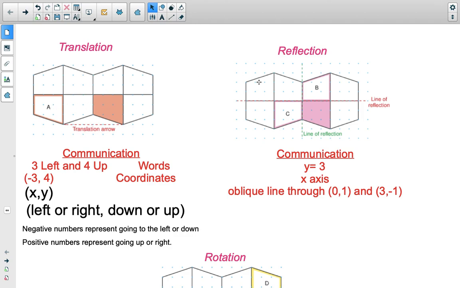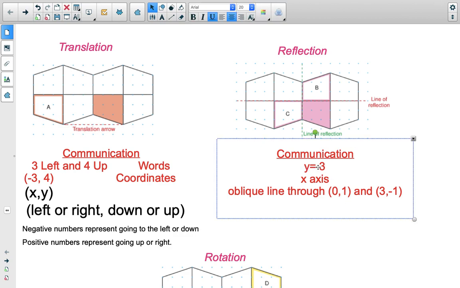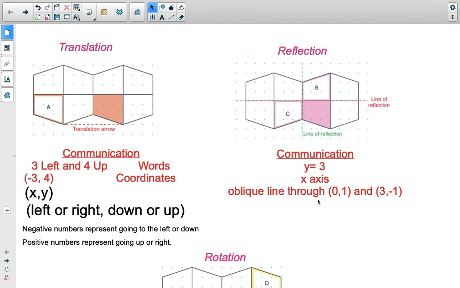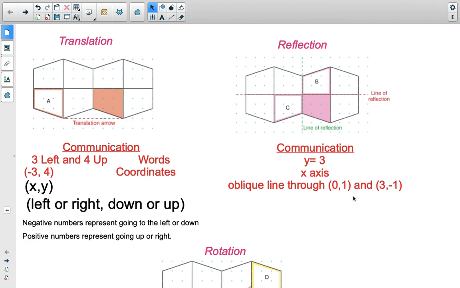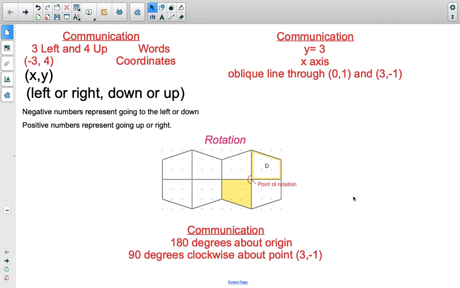Okay, our reflections. We've talked about reflections, and you've seen different ways we've communicated them. I can communicate them by giving you a number, so y equals 3, x equals -2. I can communicate by saying the x-axis or the y-axis, or I can communicate it through an oblique line. Remember, it's a slant line that goes through 2 different points. So that's another way we can communicate.